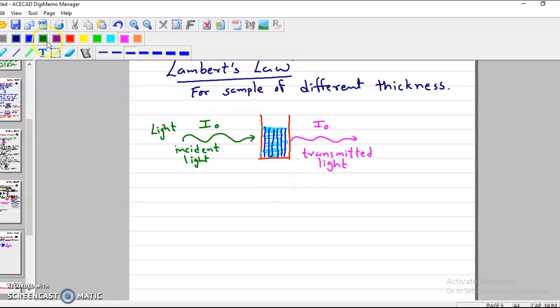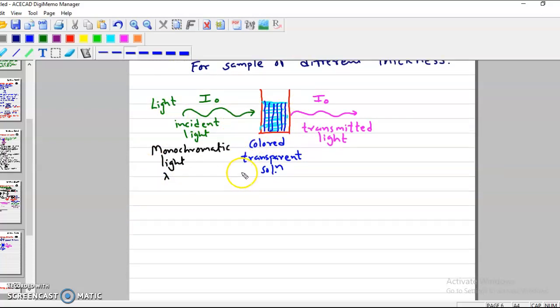And here we have a colored solution. So this is a colored solution of definite concentration, and it should be transparent also. So it is a colored transparent solution through which the light is passed. One thing is very clear, the light which is coming out of this must be monochromatic light, coming out through a filter. So it has a definite wavelength, only one wavelength, and now it is passing through a particular solution.